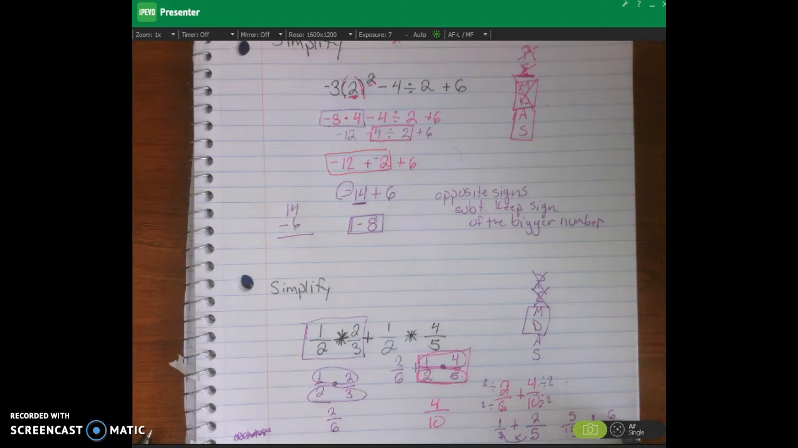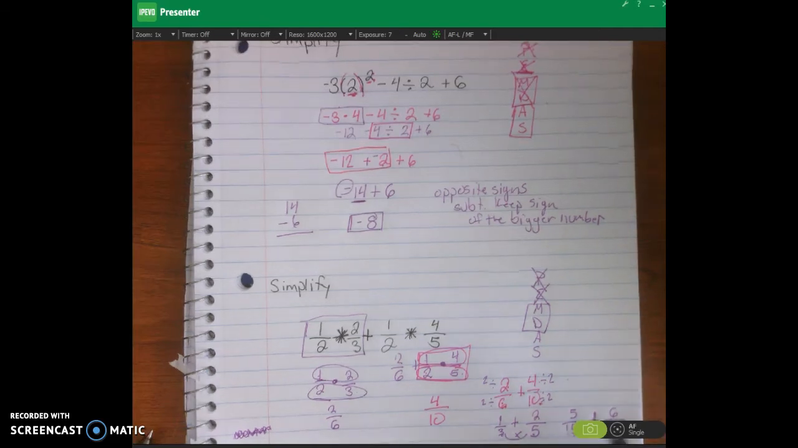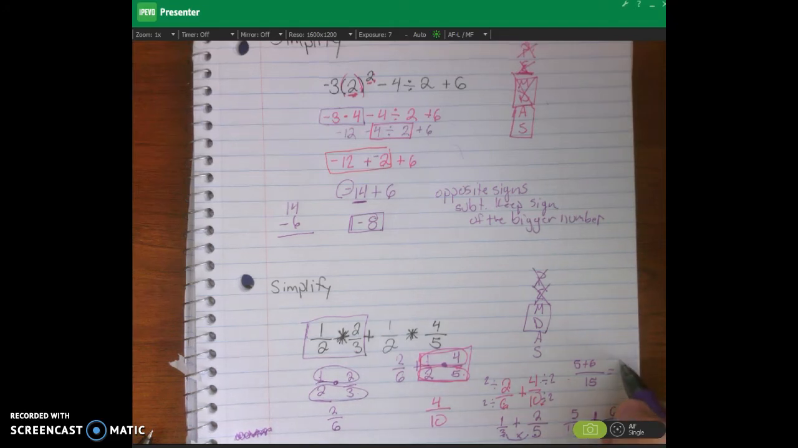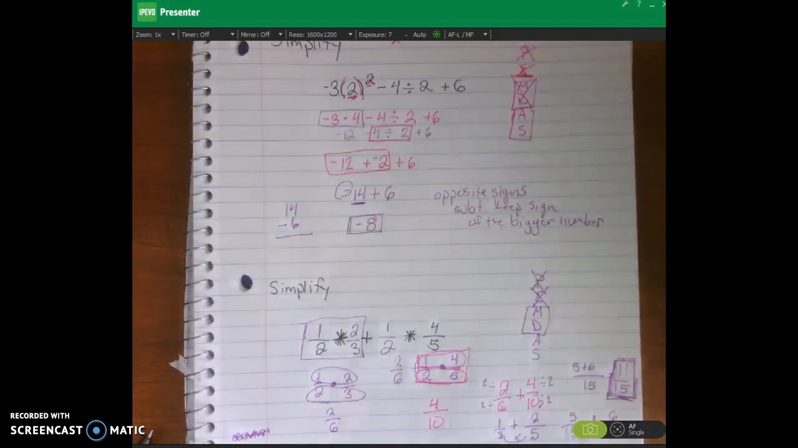Now we can add. We have same denominators. We're going to add them together. Denominator stays the same of 15. You can do 5 plus 6. So we get an answer of 11/15. This was our answer. I hope that this video and going over these two problems has helped you out. Let me know if you still have any questions.